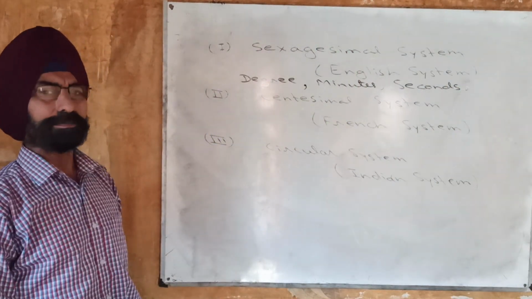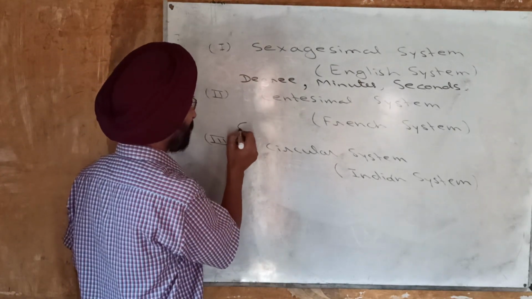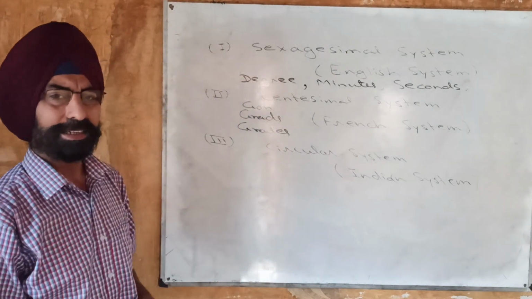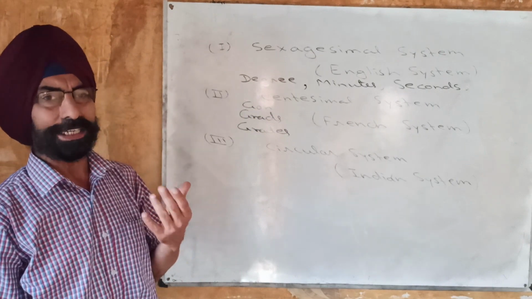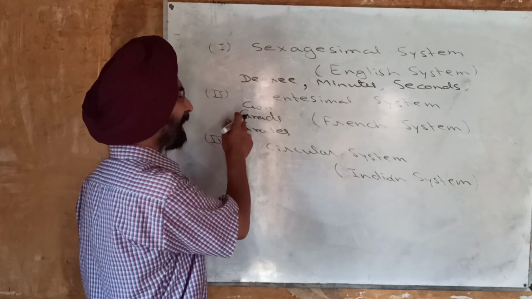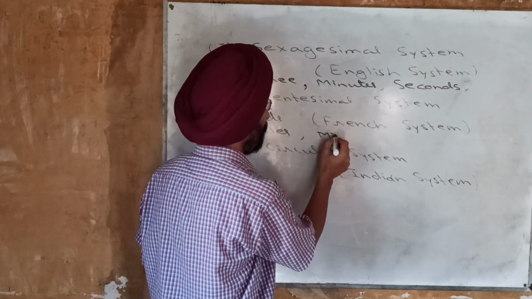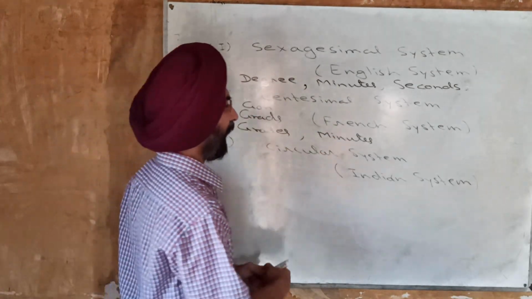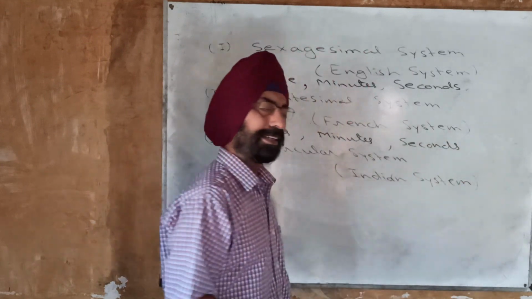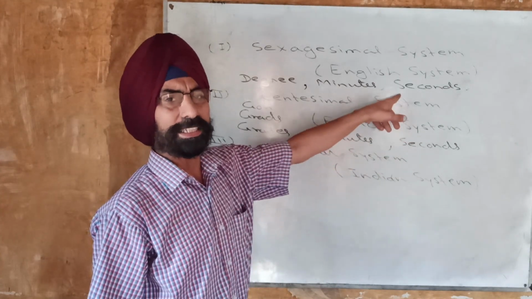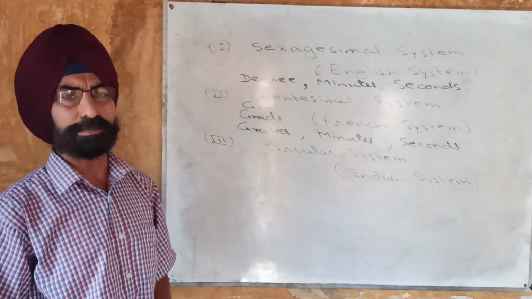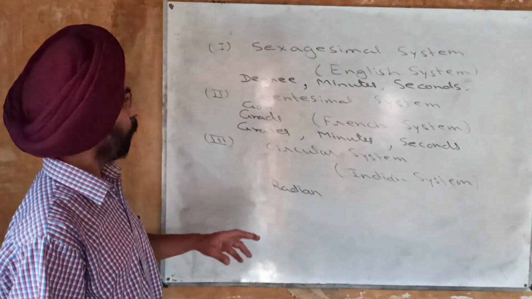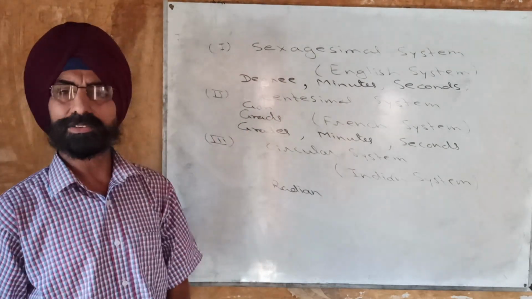In the second system, centesimal system, the basic measure of the angle is grades. Sometimes it is also called grads or even gone. So we may call an angle to be of 20 grades or 20 grads or 20 gone. These grades are further divided into minutes. But these minutes are not the same as the earlier minutes, they are different. And these minutes are further divided into seconds. Once again, these seconds and those seconds are different things. In the third system, that is circular system, there is only one unit, and that is called radian.